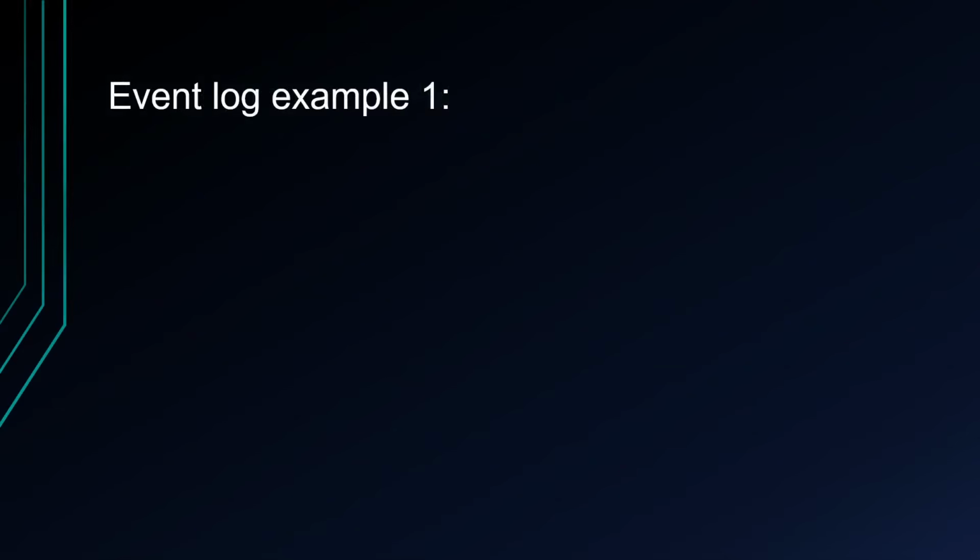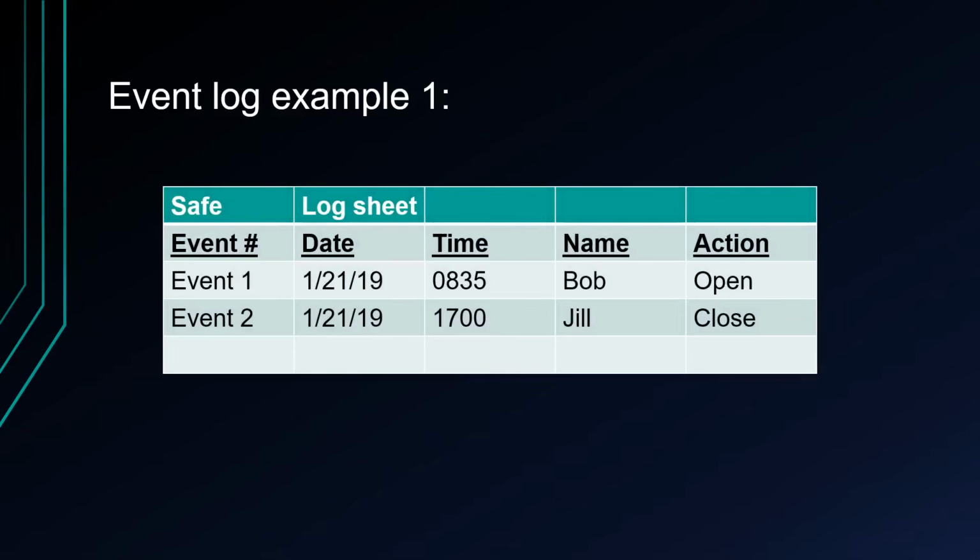The first example is going to be of a company safe. We see here on the third row, event 1 on the 21st of January 2019 at 8:35 in the morning, Bob opened a safe. And then we see event 2 on the 21st of January, so the same day, at 5 o'clock, Jill closed the safe. Let's take a look at another example.